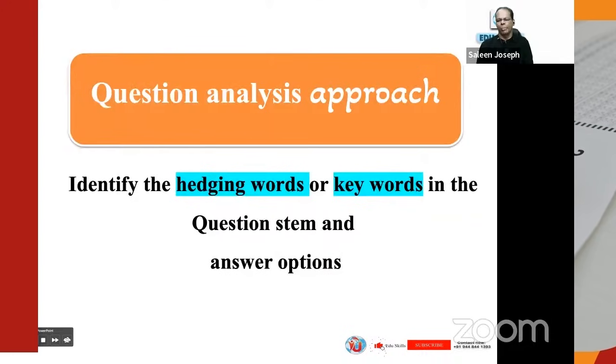Now, question analysis approach. First, the most important aspect is the question analysis. You should understand the question first. Unless you understand the question stem and the answer options, which means you must be able to identify the hedging words, which also means keywords, main words in the question stem and answer options, then only you will know what is expected of you or what you are reading for. There should be a purpose for reading.